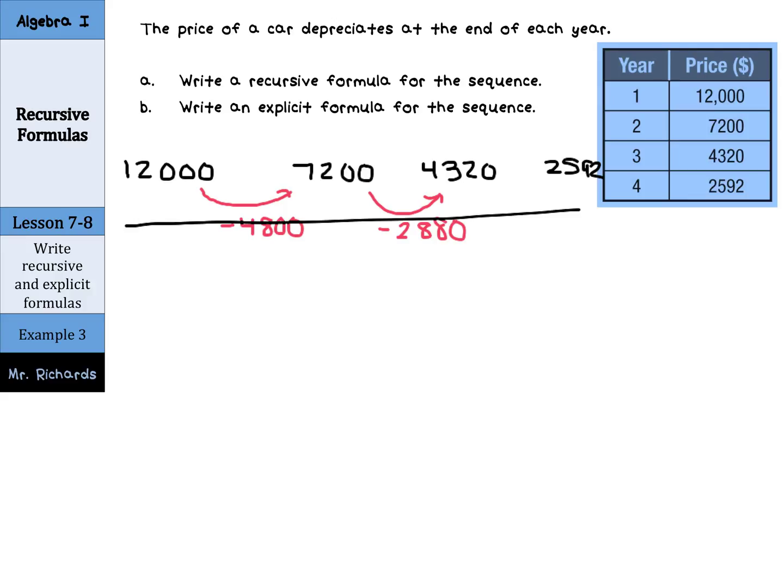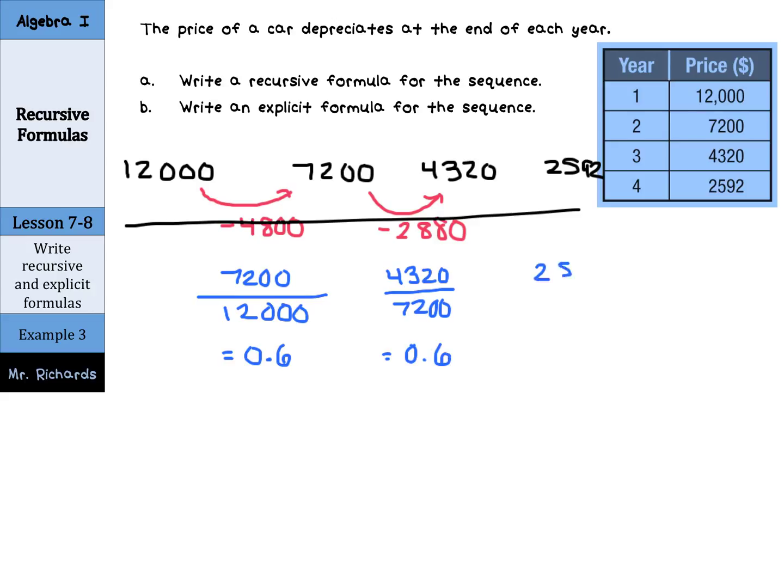I need to look for a common ratio. So if we take 7,200 and divide by 12,000, we're going to get 6/10. If we look at 4,320 and divide by 7,200, I once again get 6/10. And just for good measure, if I look at 2,592 and divide it by 4,320, I once again get 6/10. So I have a common ratio, which means I have a geometric sequence.